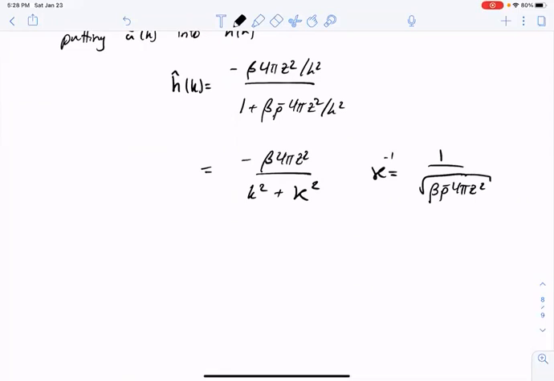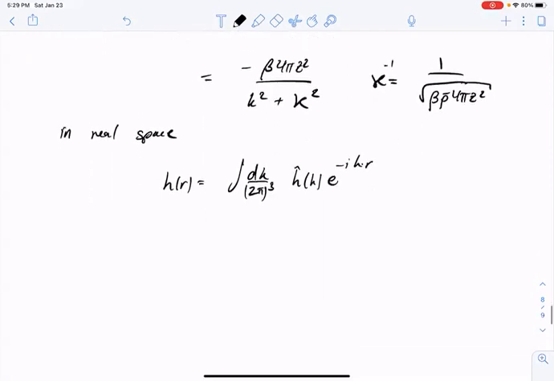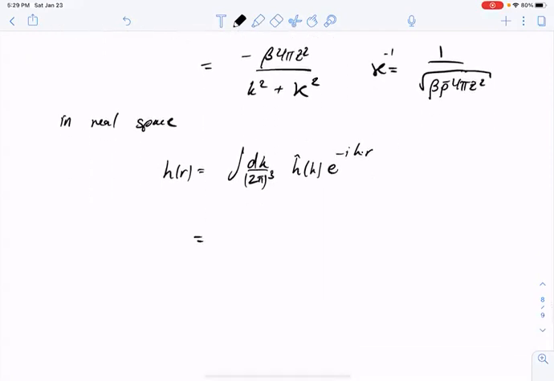So that's a natural length scale. We didn't have to do anything other than this algebra to get it. More on what exactly that kappa is in a second. In real space, to get h of R, we need to inverse Fourier transform h hat of K, noting that K and R are vectors, of course.